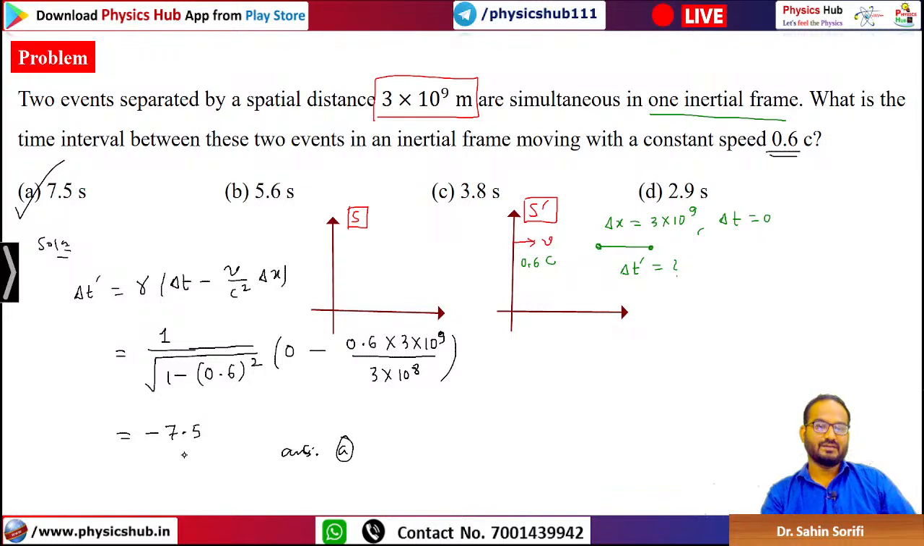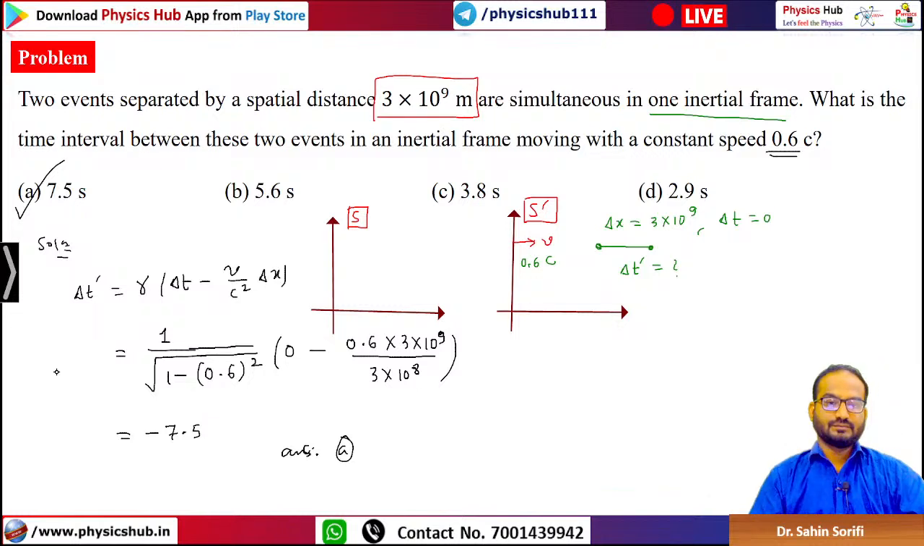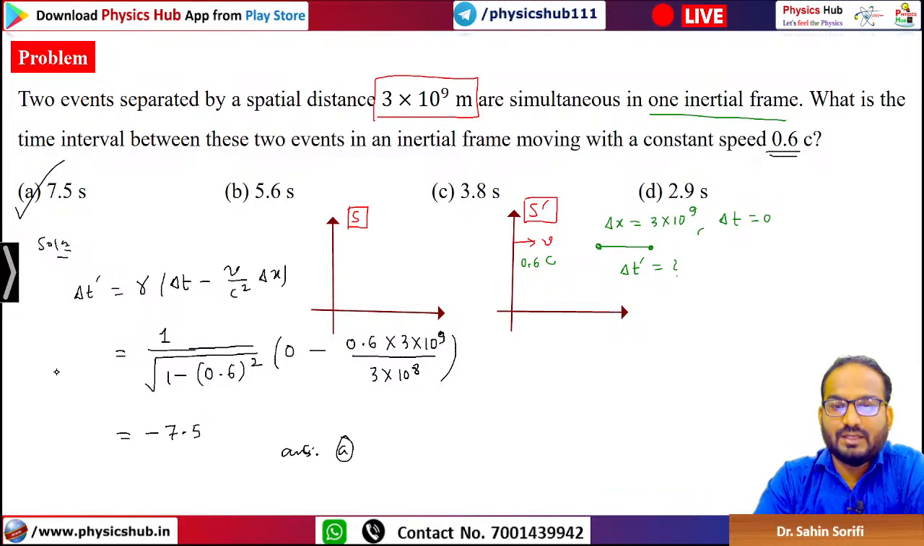Whether you get minus or plus doesn't matter, because you are taking the difference. There may be different time zones. You can imagine it in this way. Whatever is the time here, it will be different in Bangladesh, different in USA, different in Indonesia. It may be positive or negative. Some countries are ahead of us, some countries are behind us. Okay, I hope you have understood this one.